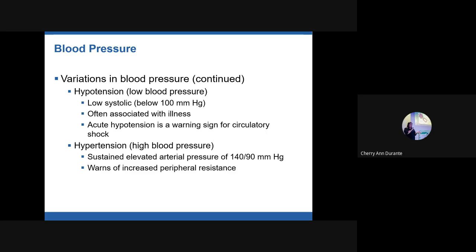Ang problema mo, hypertension can lead to further damages like your coronary artery disease, it can lead to stroke, it can lead to different diseases like myocardial infarction, kasi yung endothelial lining mo nasisira. Okay, so hypertension is obviously bad for the arteries and veins.